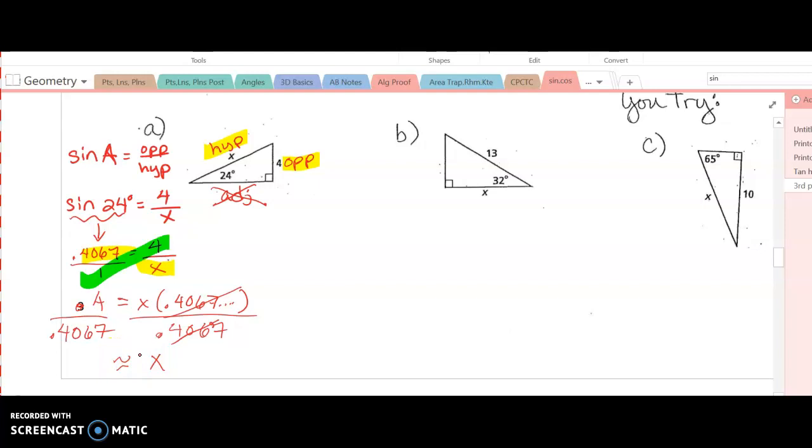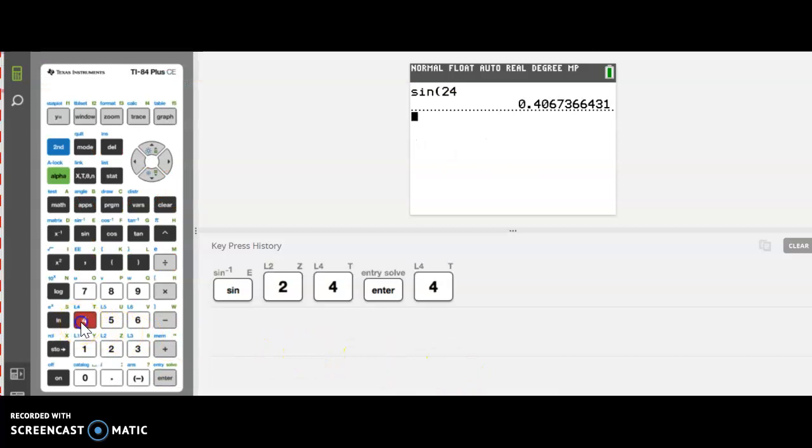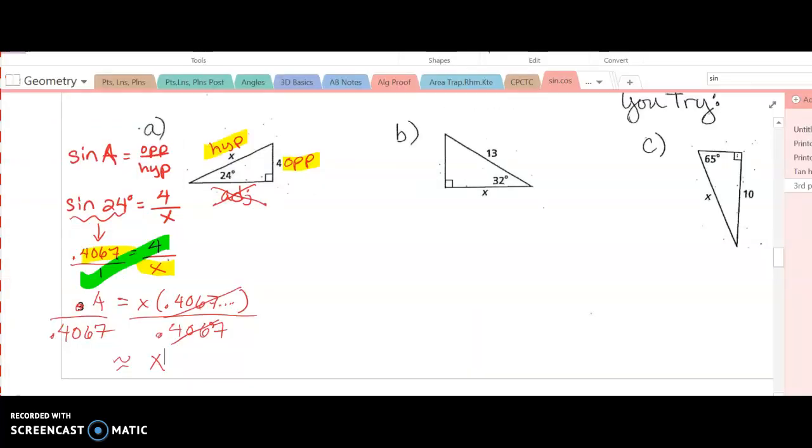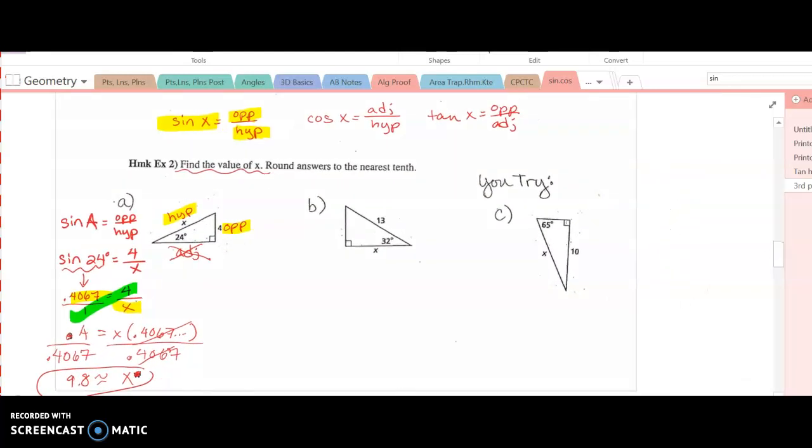And again, this is a great opportunity to use that copy and paste feature in your calculator. So 4 divided by, arrow up on top of it and hit enter to copy and paste it into the next line. So our answer to the nearest tenth is approximately 9.8. Okay, so I want you to pause the video on both B and C and see if you can diagnose yourself when you label the sides whether it's sine, cosine, or tan, and then I'll come back and meet up with you on the other side of the video.